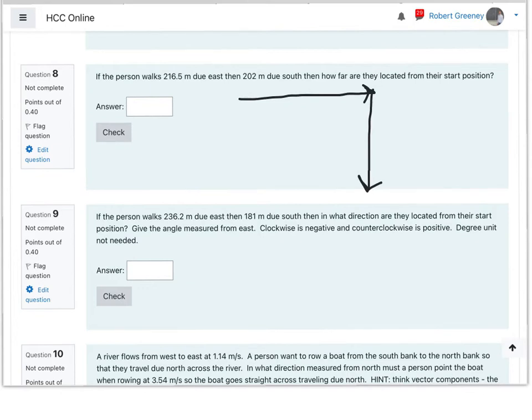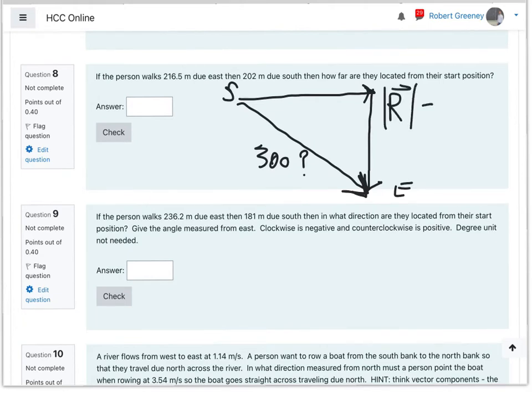And how far are they located from their start position? So here's the start position, here's the end position. The sum of these two vectors would be this. If this is 216 and this is 202, I'm going to guess this is 300, right? But since they're x and y components, you're just going to use the equation that the magnitude of the resultant vector is the square root of the x component squared plus the y component squared. So that's how you would get that.